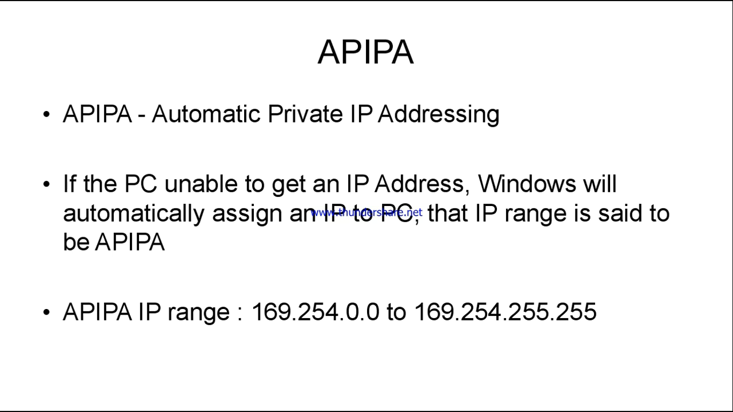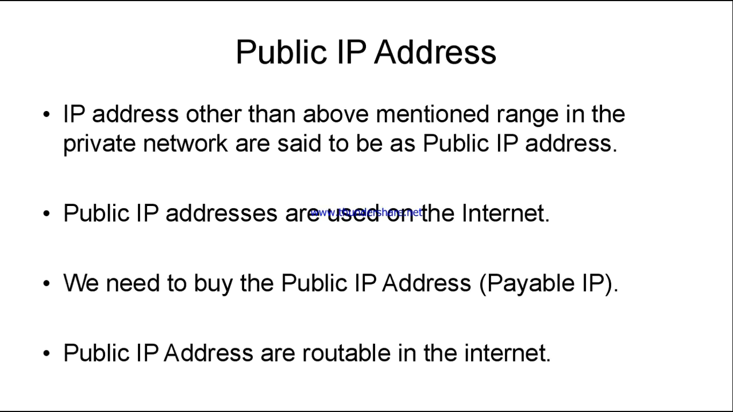169.254.0.0 to 169.254.255.255. This is the APIPA IP address range. This IP address will not be considered a valid IP address. When this IP address is seen, it means the PC couldn't get a correct IP address. That's what APIPA means. Okay, next is the public IP address.